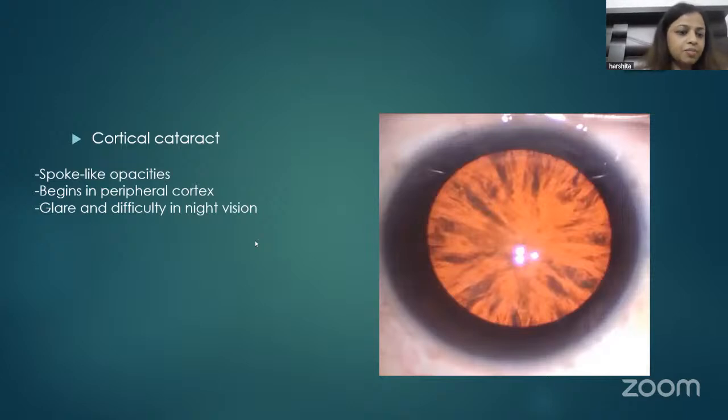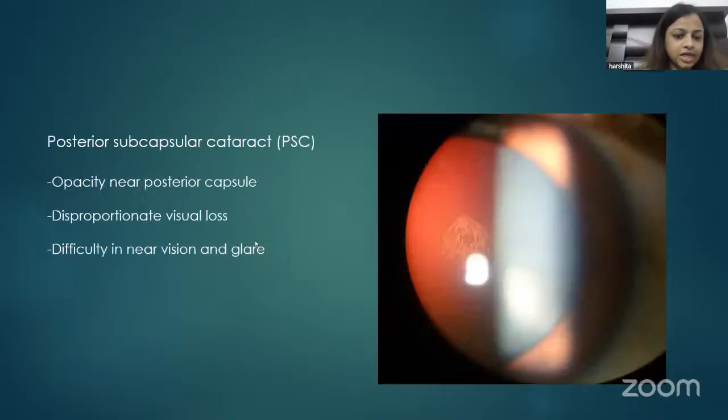In cortical cataract, there is a spoke-like opacity. Opacities appear and begin in the peripheral cortex. So glare and difficulty in night vision are the most common symptoms which we see in this type of cataract. Then comes the posterior subcapsular cataract, that is, opacity near the posterior capsule. Disproportionate visual loss, difficulty in near vision, and glare are the common symptoms.